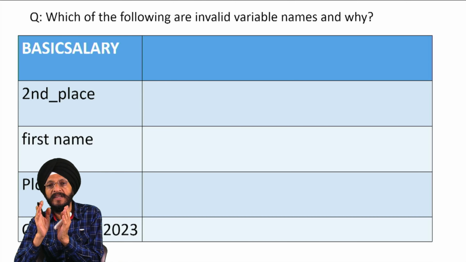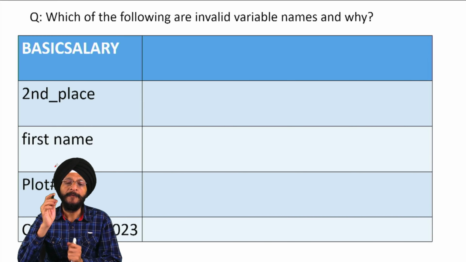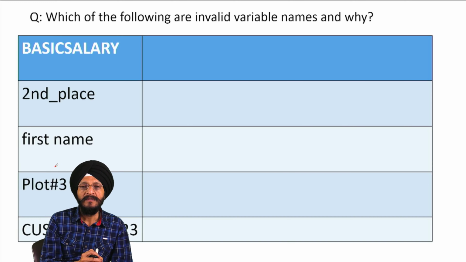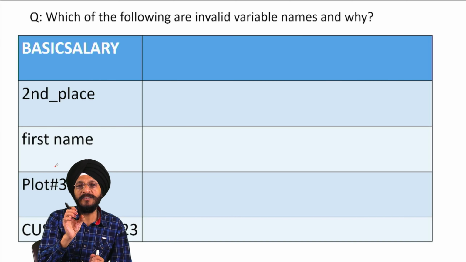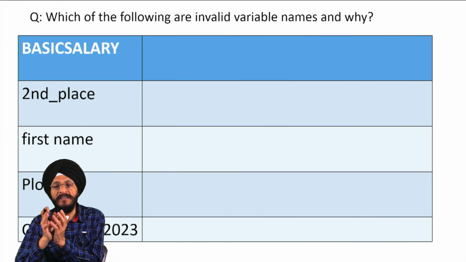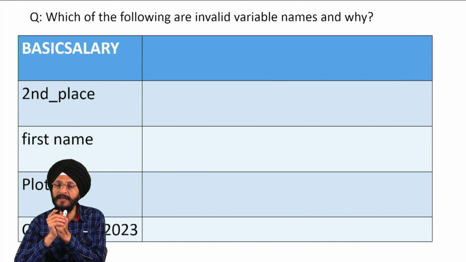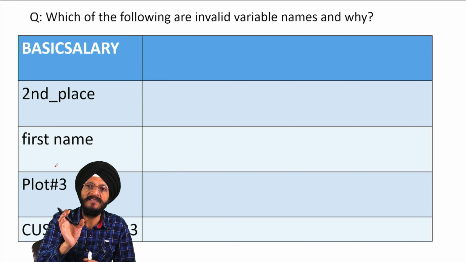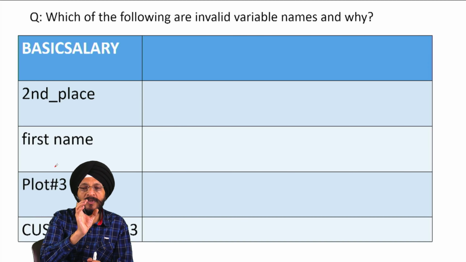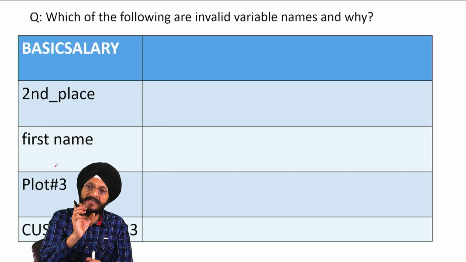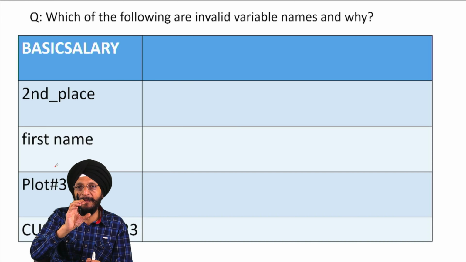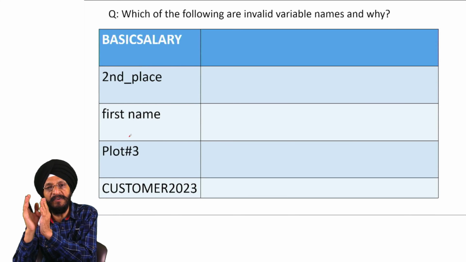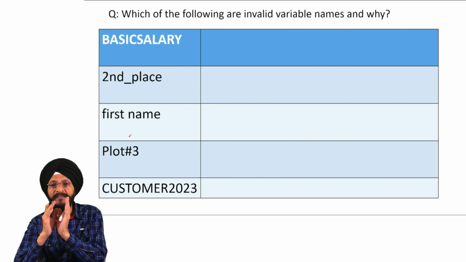Then there is a variable naming convention that the variable name cannot start with a number. Then except underscore, other special characters are not allowed in variable naming. So here we will test whether we have been able to understand the concept of variable naming properly, whether we can identify the difference between valid and invalid variable names.